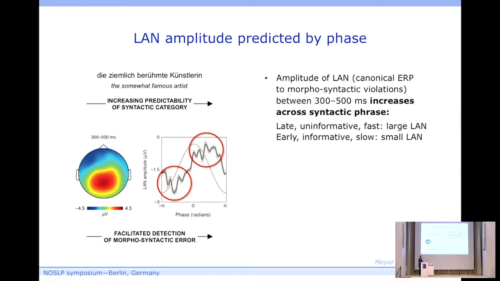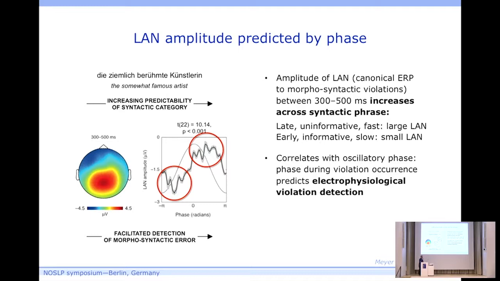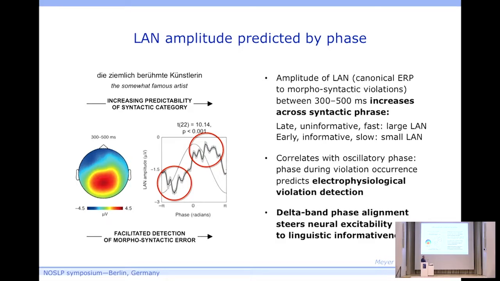And early parts of the phrase, where the phrase is very informative and your processing is slow, there you get a small LAN. And now this gradient is correlated with the oscillatory phase of the delta frequency oscillation 300 milliseconds before. So oscillatory phase during the occurrence of a syntactic violation predicts your electrophysiological detection of the violation 300 milliseconds downstream. So I think this now allows for the claim that delta band phase alignment between syntactic phrases and the oscillatory cycle might actually be a proxy to steer neural excitability to high-level linguistic information content that is hidden in the abstract structure underlying the phrase, and that you have projected from the top down.